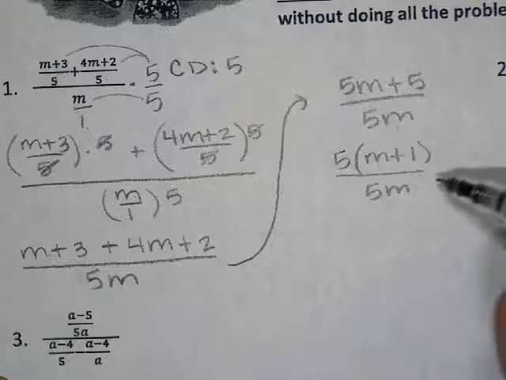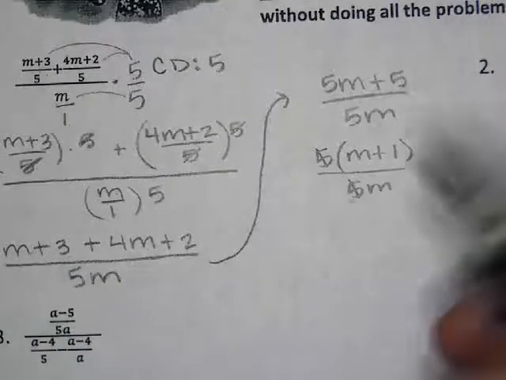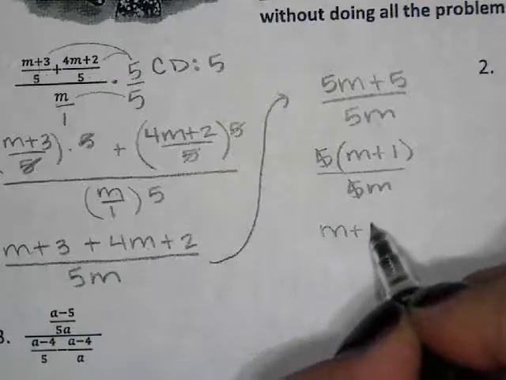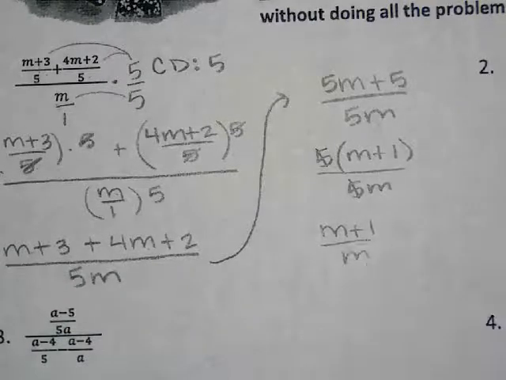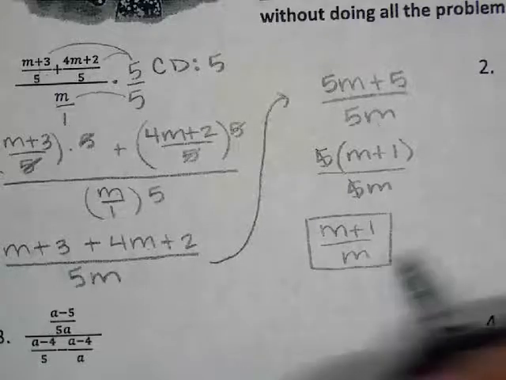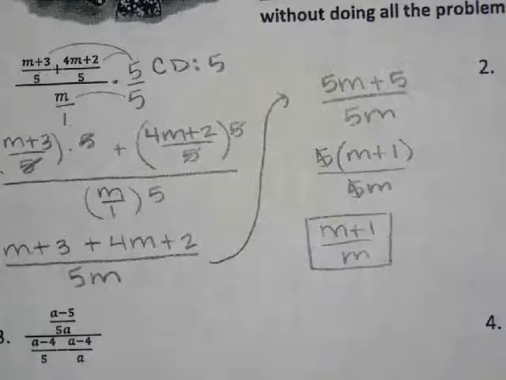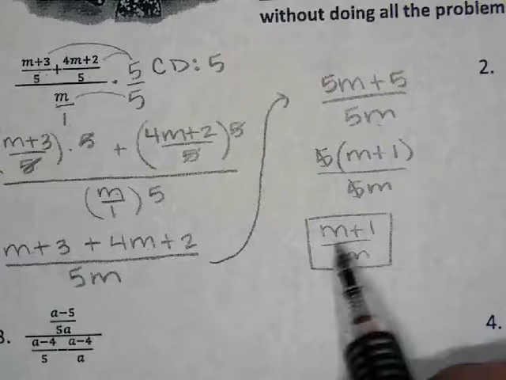All right. So what happens? Now you can cancel out your 5. Cancel the 5s. m plus 1 over m. And do we cancel the m's? No. No dead puppies. I know we don't cancel m, but why is it? Because there's a plus there, and plus and division don't cancel. Don't mix your signs.